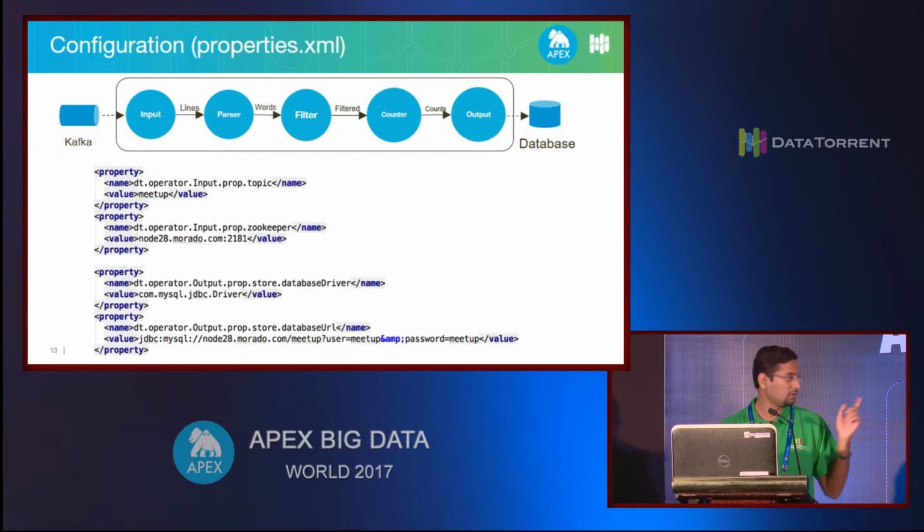Now for the DAG that you can see at the top, the syntax looks like dt.operator.input. So this input is the name of the input that we have given in the add operator method, then .prop and .topic name. So this topic is a variable which is present in the operator class, which has setter and getter methods. That's all. So one can configure an operator something like this.